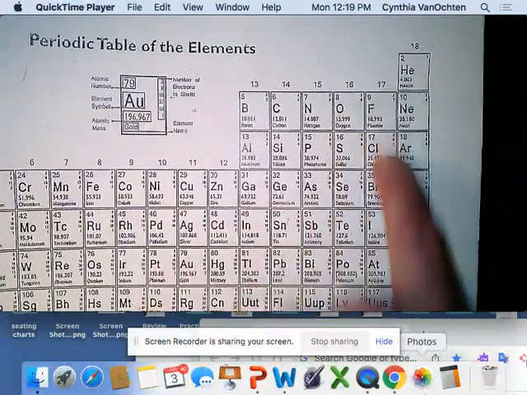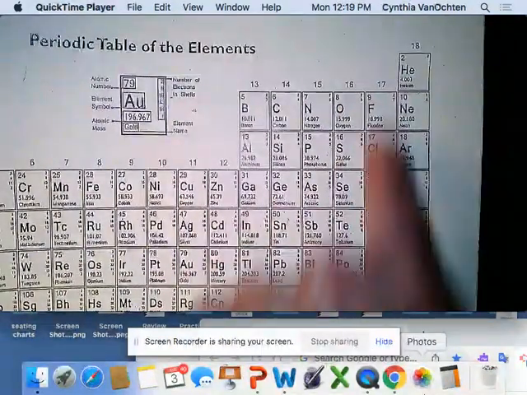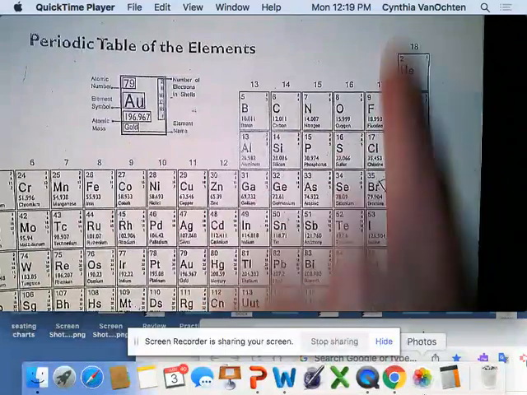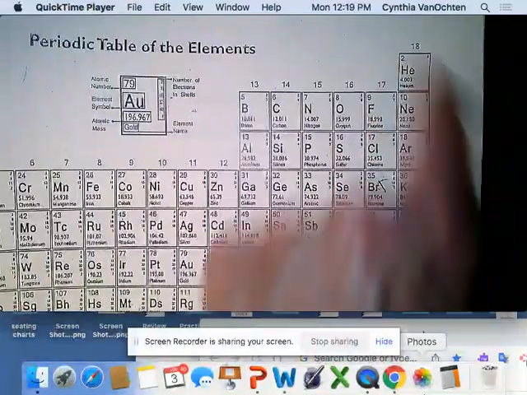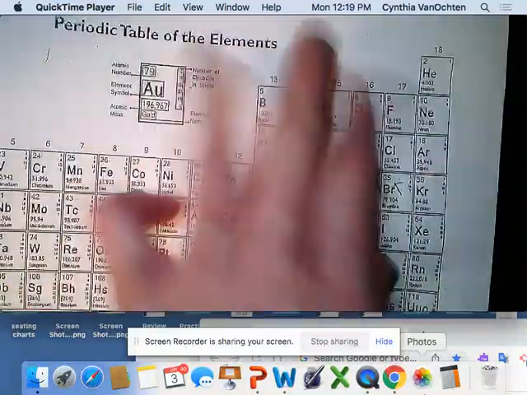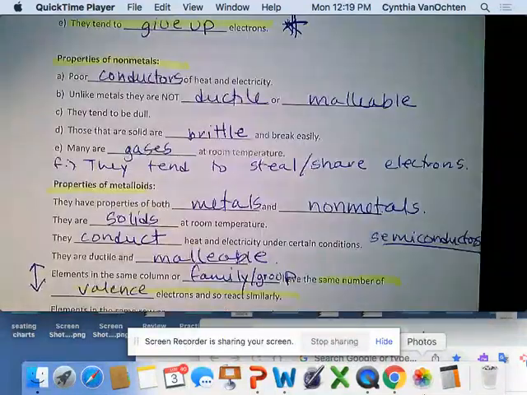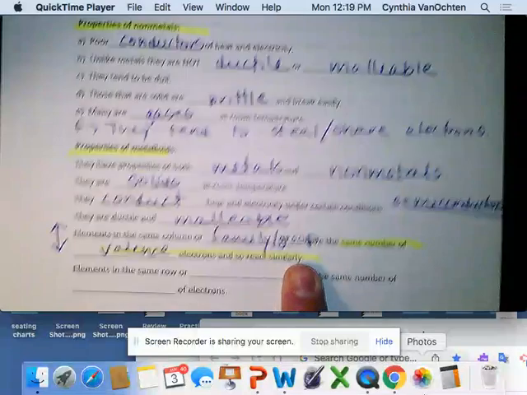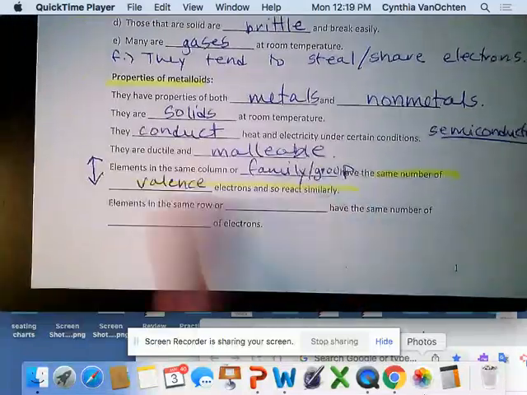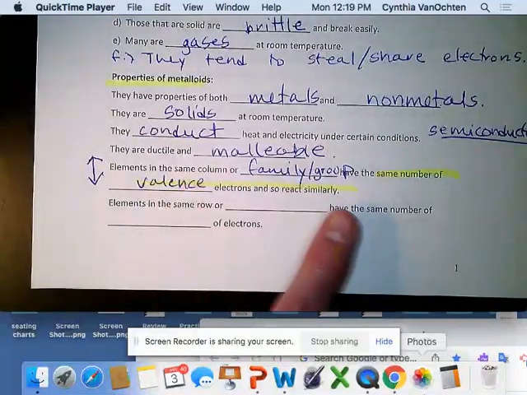These guys over here are all going to want to steal 1 electron because they have 7. They want 1 more to make it 8. And these guys don't react. So if we're in the same family or group, we tend to react similarly because we have the same number of valence electrons. So their chemical properties are very similar.